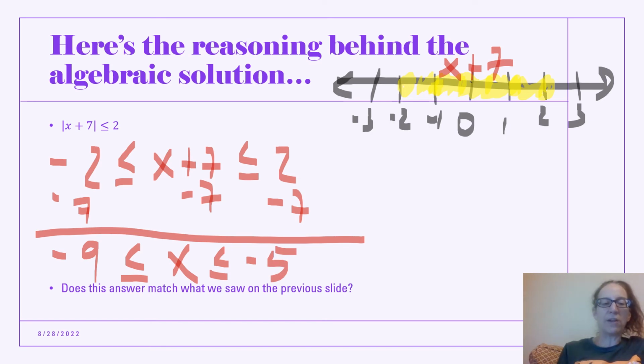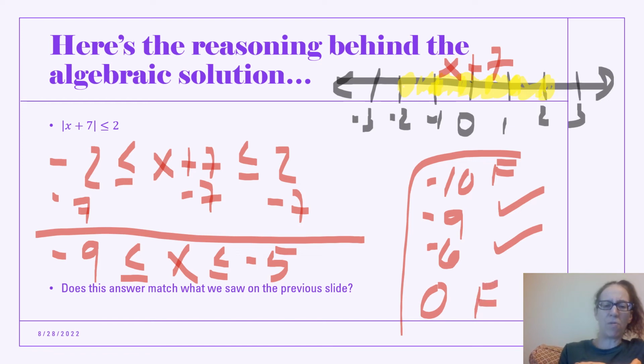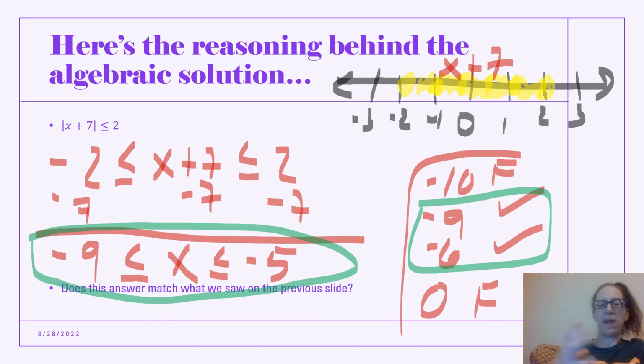Now, the question there is, does this answer match what we saw on the previous slide? On the previous slide, remember that we had -10 did not work, -9 did work, -6 worked, and then I don't remember where we went, like 0 did not work. And so if we look at what we got on the other slide, the ones that worked were inside that band. They were between the -9 and the -6. So that's what it looks like algebraically.